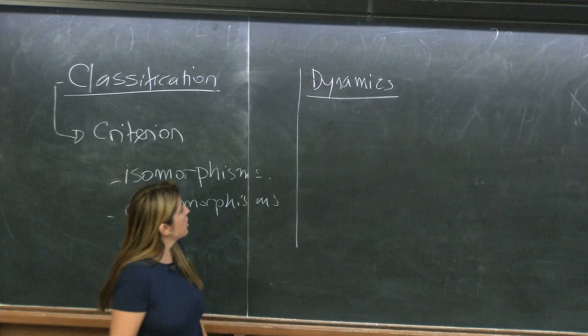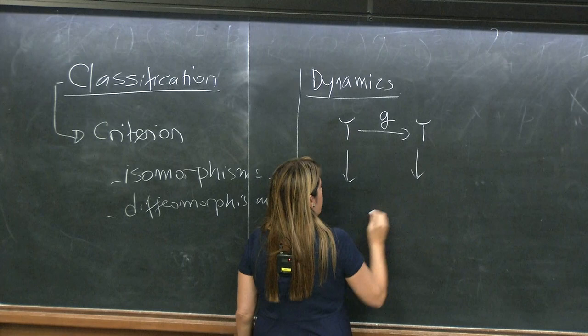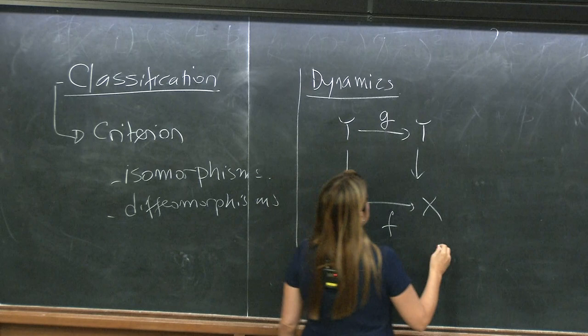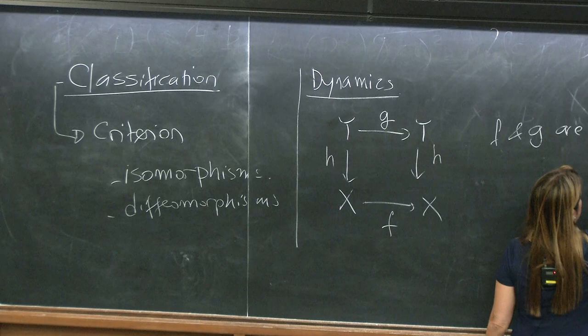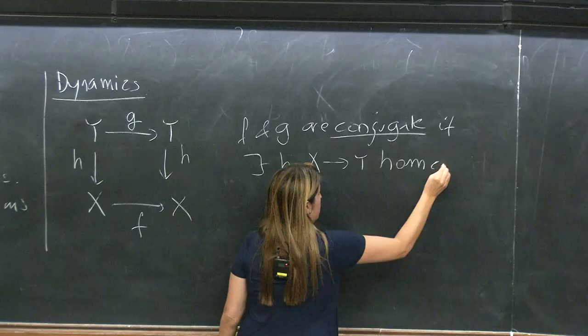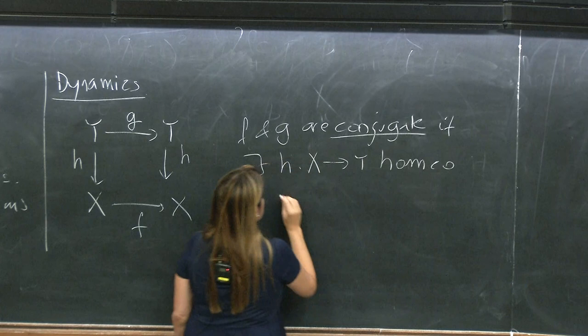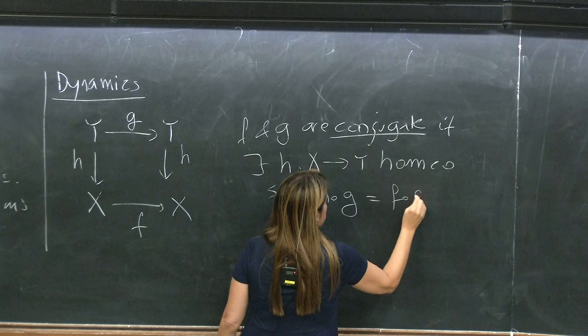So we have two dynamical systems, F and G. And we will say that F and G are conjugate if there exists a homeomorphism H such that it makes this diagram commute. So H composed with G equals F composed with H.